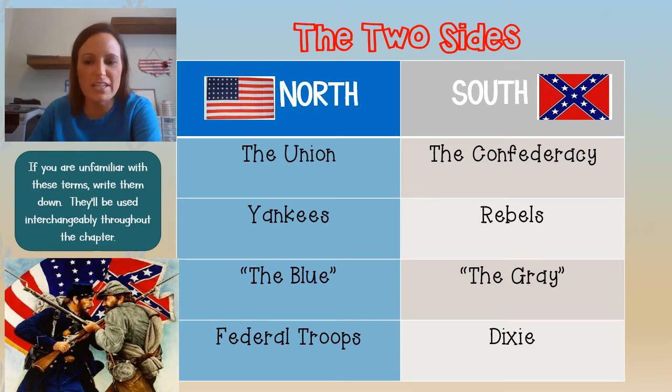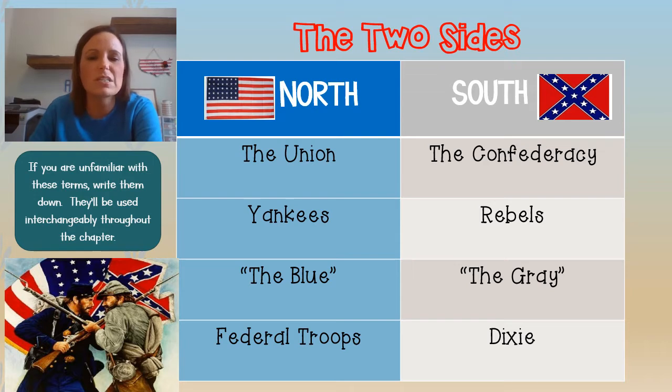Before we get too far into the Civil War in our notes, you do need to be aware that the North and South had several terms for themselves. Throughout this chapter, you will see the North and the South being referred to simply as the Union versus the Confederacy, Yankees versus the Rebels, the Blue versus the Gray, the Federal troops, and Dixie. It's important to know, more for lesson 2 and as you get into it, that these words are interchangeable. So be familiar with them. If you don't have any experience with the Civil War, I do encourage you to write these down somewhere as kind of a cheat sheet for you.